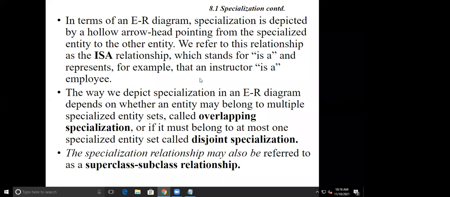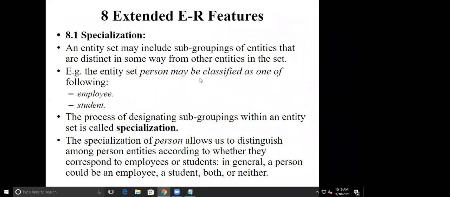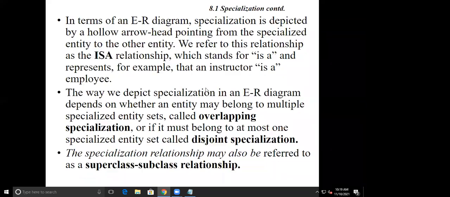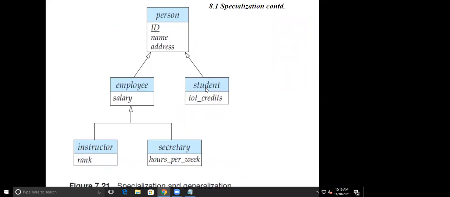Okay, so in that case, whatever my person is, this will be called a superclass, and these will be called subclass categories of my relationship. So here, this is a sample example of a relationship: person is an employee, person is a student, an employee can be an instructor, or an employee can be a secretary. Okay, so these are the attributes.